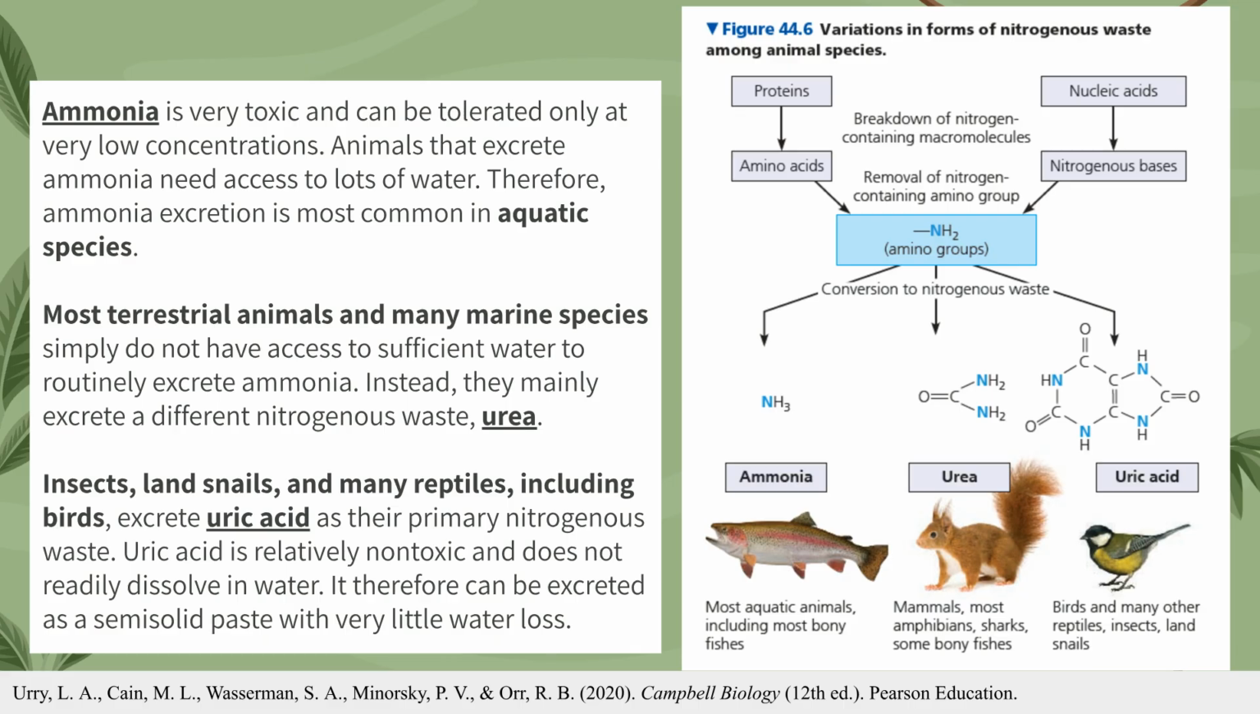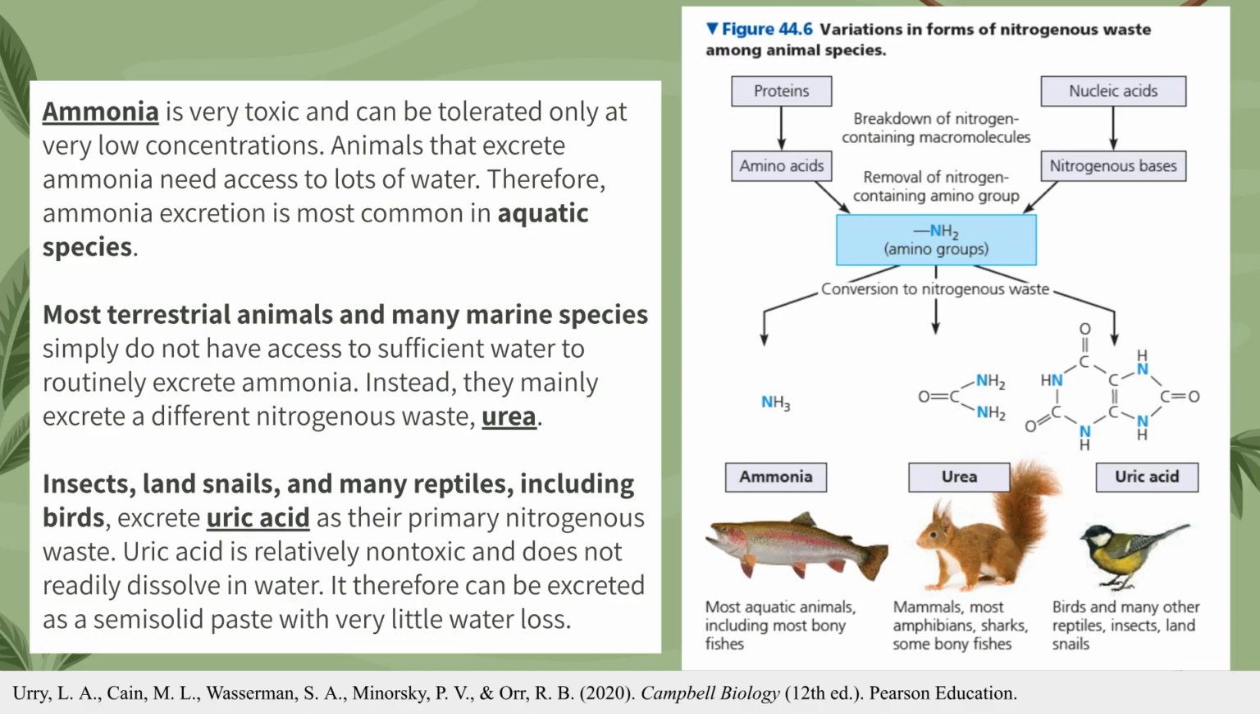Animals produce nitrogenous waste when proteins and nucleic acids are broken down, releasing toxic nitrogen that must be excreted. Ammonia is the simplest form but is extremely toxic and requires large amounts of water for safe elimination, so it is mainly excreted by aquatic animals, especially fishes. Most terrestrial animals and some marine species convert ammonia into urea, which is less toxic and can be excreted with moderate water loss, making it suitable for environments where water is not always abundant.